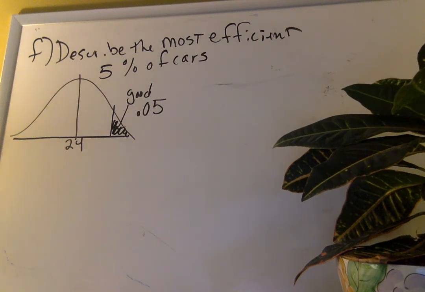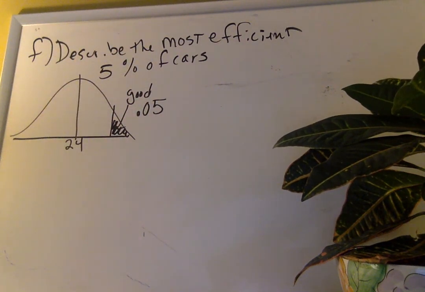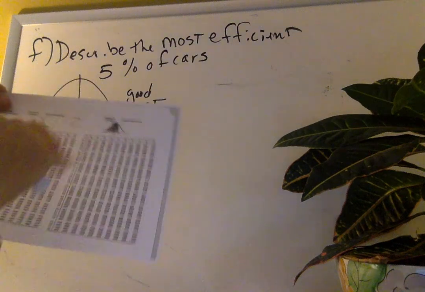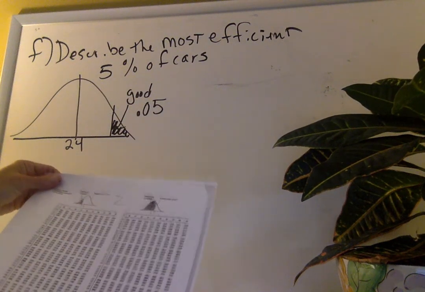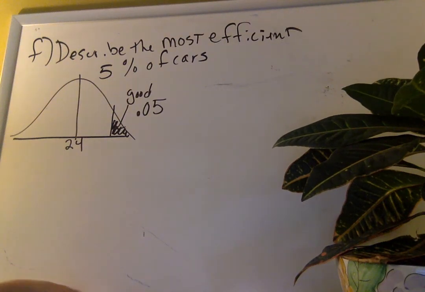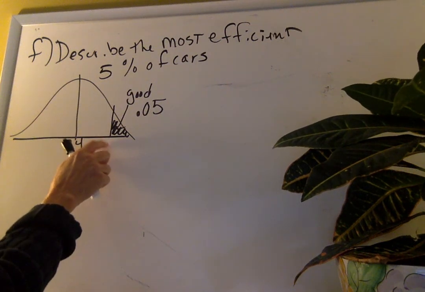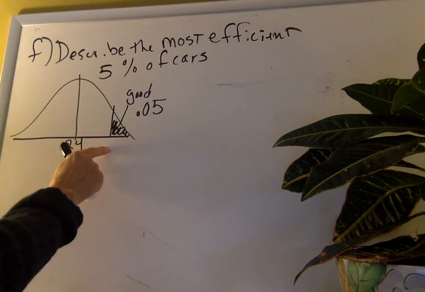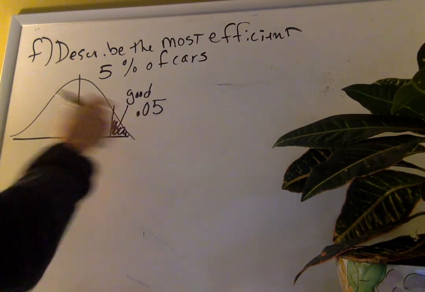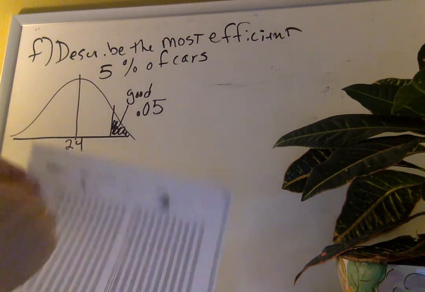Now again, if a student is not paying attention, if they're not being organized, well, they're going to do one of two things, and both are wrong. They're going to go look up a z-score of 0.05. That is not correct at all. They're going to go look up an area of 0.05. That is not correct at all. Your picture tells you you better have a positive z-score, and you better have an answer bigger than 24. If you go look up an area of 0.05 right now, you're going to have a negative z-score because you did it wrong.